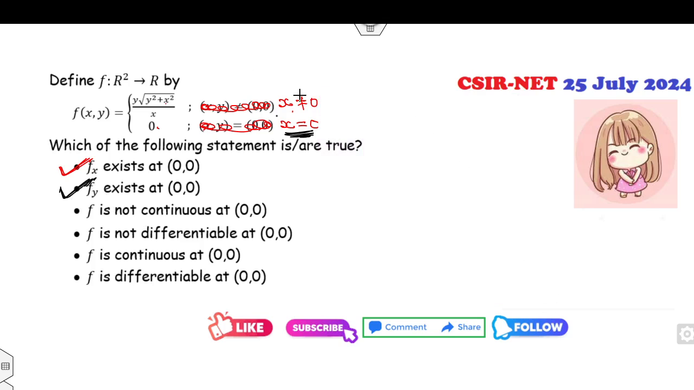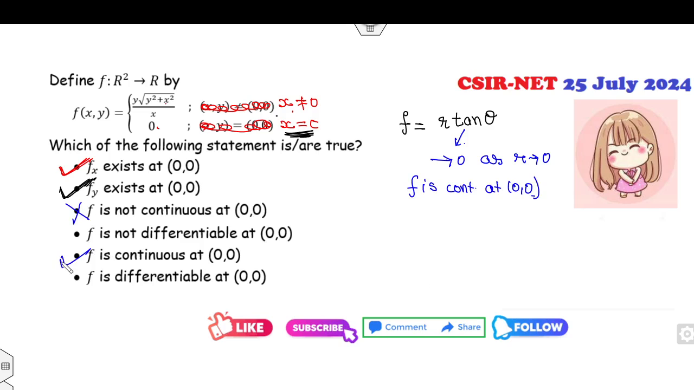Now because both fx and fy exist, what does it mean? f may or may not be differentiable. Fine. How can you check that? I can change into polar coordinates firstly. So f will again be r into tan theta. Clearly this function f goes to 0 as r goes to 0. So that means the function is continuous at (0,0). The function is not continuous, cancel; function is continuous.